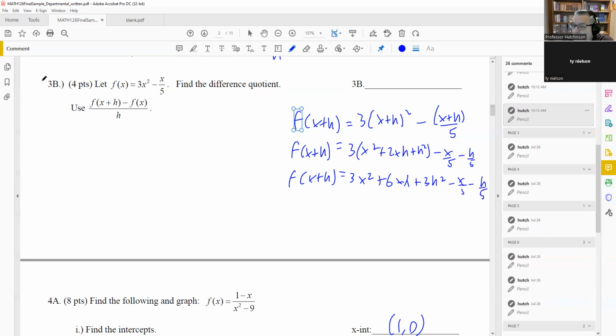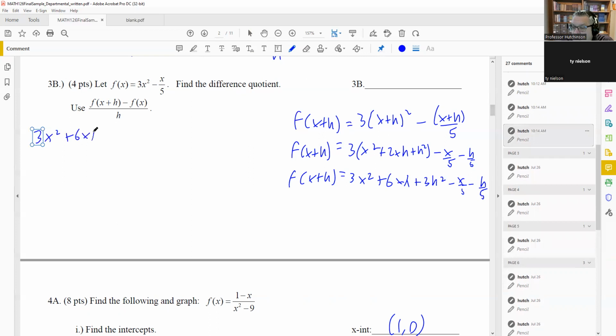Okay. Now we'll put all this back into the difference quotient formula. So I have to write all this out again right here. So this part is the f of x plus h. We have a minus sign, which is this minus sign, and then we have 3x squared minus x over 5. All that now is going to be divided by h. Okay, so f of x plus h is this whole big thing here. The minus sign is part of the formula, and then this is all f of x right here, this part.